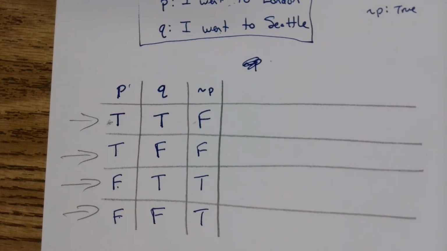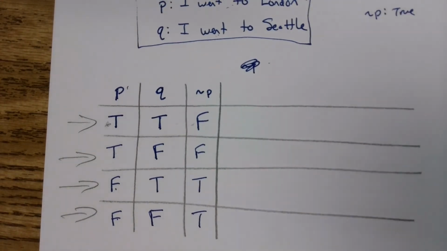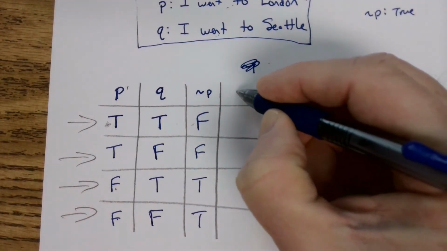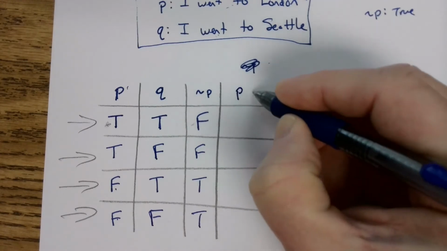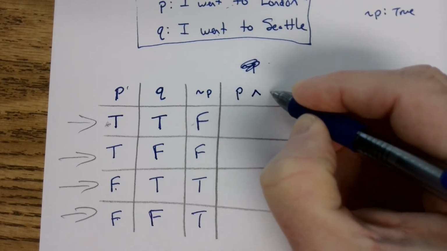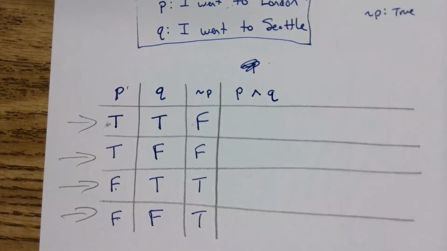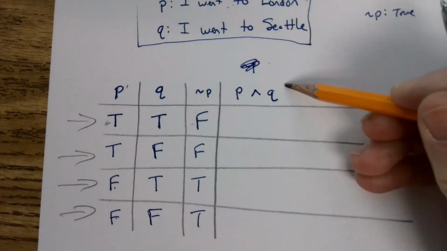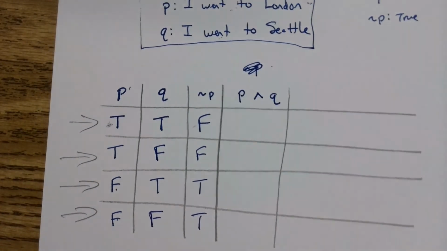Now, ready? What is this one? P caret Q. P and Q. Oh, so you said and. All right. Now, what makes a conjunction true? What makes the and true?